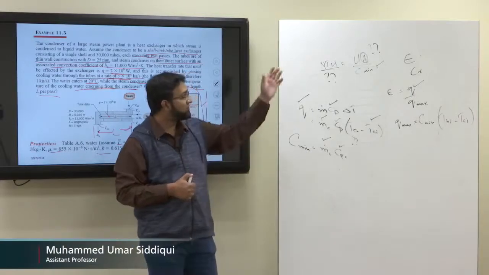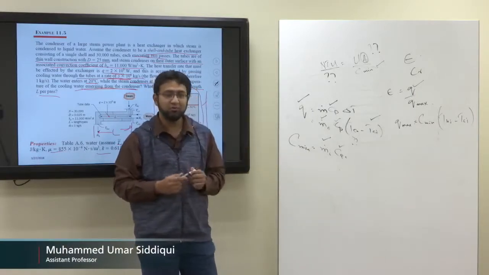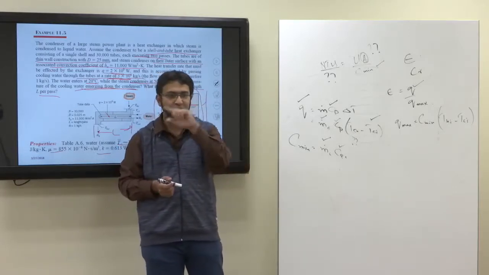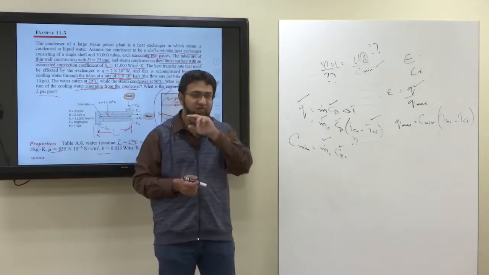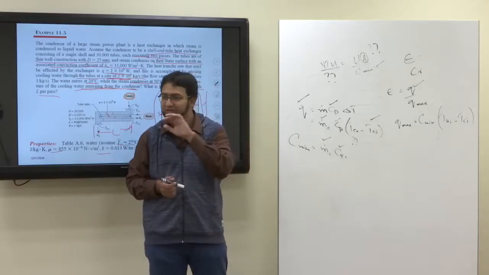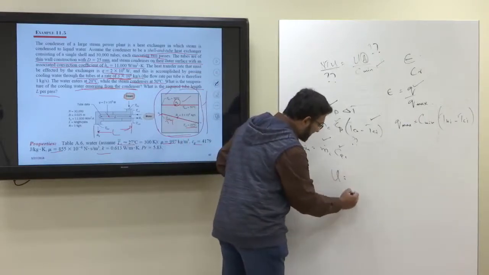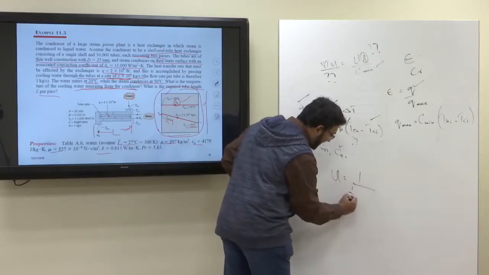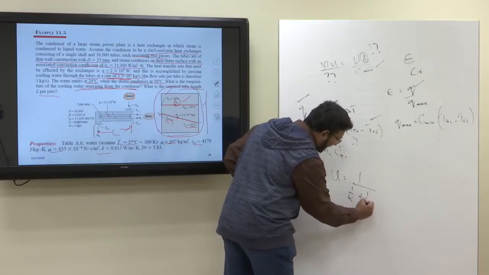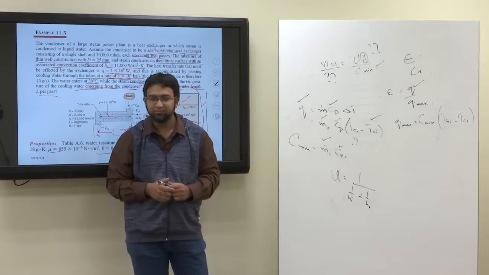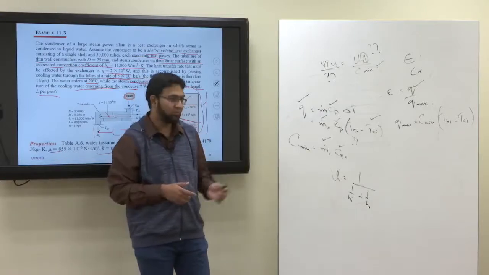First of all, let's talk about U. How would we find U? We need to find the h for the cold fluid. Because it's a thin wall tube, there is no wall thickness, no conductive resistance. So your U will be 1 upon (1 by Hi plus 1 by H naught). As simple as that. That will be your U.